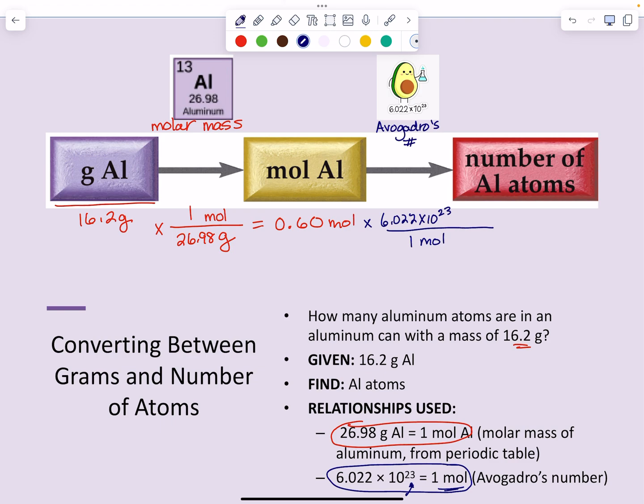Now, 1 mole is 6.022 times 10 to the 23 objects. Sometimes our object is an atom, sometimes our object is going to be a molecule. So it doesn't matter whether it's a molecule, an atom, a beach ball, an ice cream sundae. 1 mole of something is this number of objects. So we're going to call it atoms this time. So 6.022 times 10 to the 23rd. So we have 3.62 times 10 to the 23rd aluminum atoms.